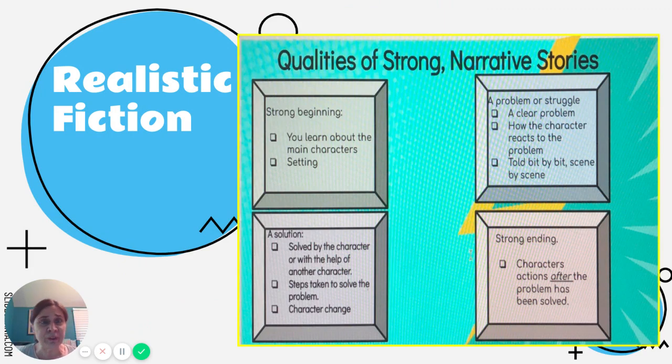So just as a quick review, what are some ways that you can write strong narrative stories? So what are the qualities of strong narrative stories? A strong beginning, you learn about the main characters and the setting. A problem or struggle, you have a clear problem, how the character reacts to the problem, told bit by bit, scene by scene. A solution solved by the character or with the help of another character. Steps taken to solve the problem and character change. And a strong ending, characters' actions after the problem has been solved. So those are the most important elements of realistic fiction, which we just experienced writing our realistic fiction stories last week.